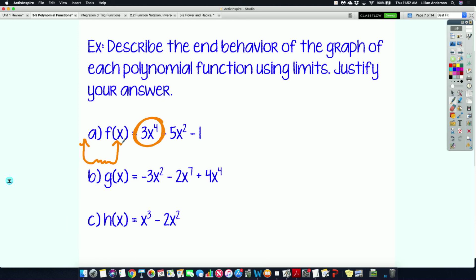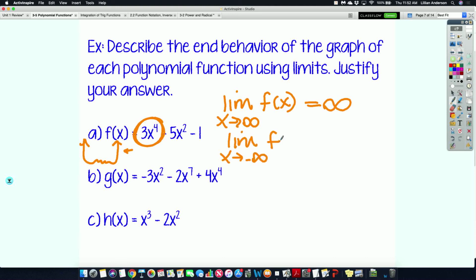Which means when we describe that end behavior using limit notation, so the limit as x approaches infinity of f of x, is that the right side or the left side of this function? Right. The right. So if I'm looking at the right side, which is right here, is that positive infinity or negative infinity? Positive infinity. Good stuff. And then the limit as x approaches negative infinity, which will be the left side now. So not this side. Is that positive infinity or negative infinity? Positive infinity.